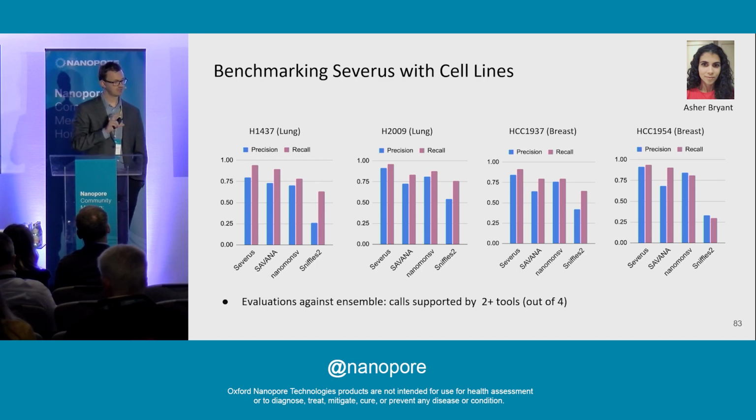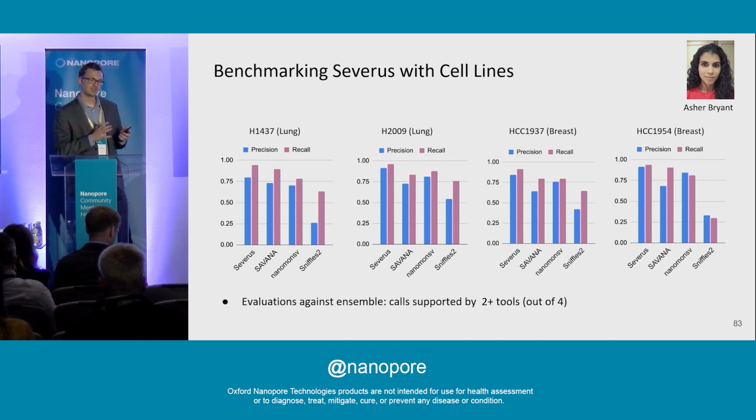Against this benchmark, as you can see, Severus consistently had the highest precision and recall across different types of cancer, across different samples, which was, of course, very encouraging. And it highlights that in the context of cancer, the signatures of somatic rearrangements may be pretty different from what we typically see in germline studies, and that requires specialized tools. This analysis was led by Asher, who is a student in my group.